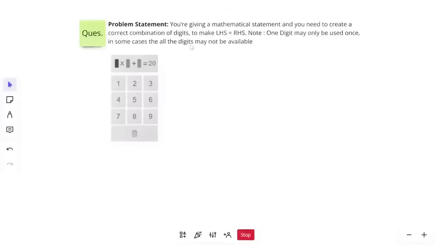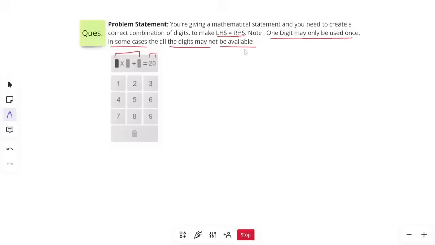Let's look at this problem. In this problem, you are given a mathematical statement, and you need to create a correct combination of digits to make LHS equal to RHS. So we have to make this side of the expression equal to this, and the condition is that one digit may be used once. In some cases, all the digits may not be available.